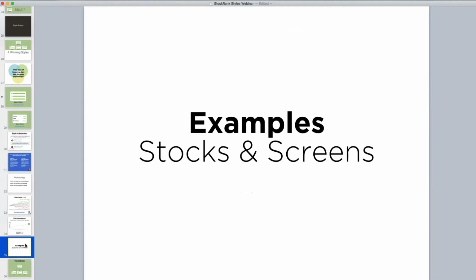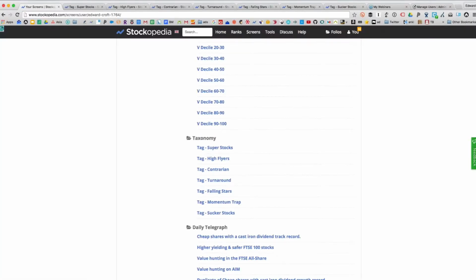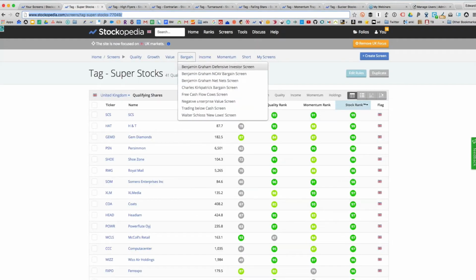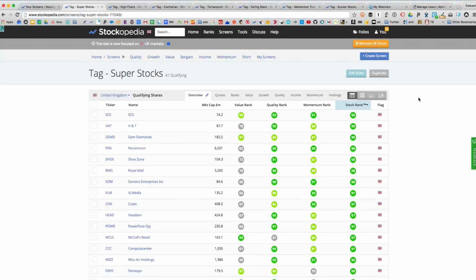Now, what I wanted to do is just quickly flick through to the site and show some of the stock screens, and I will share these links in the presentation. These are just stock screens set up, which allow me to go and find some shares which are classified for these profiles.